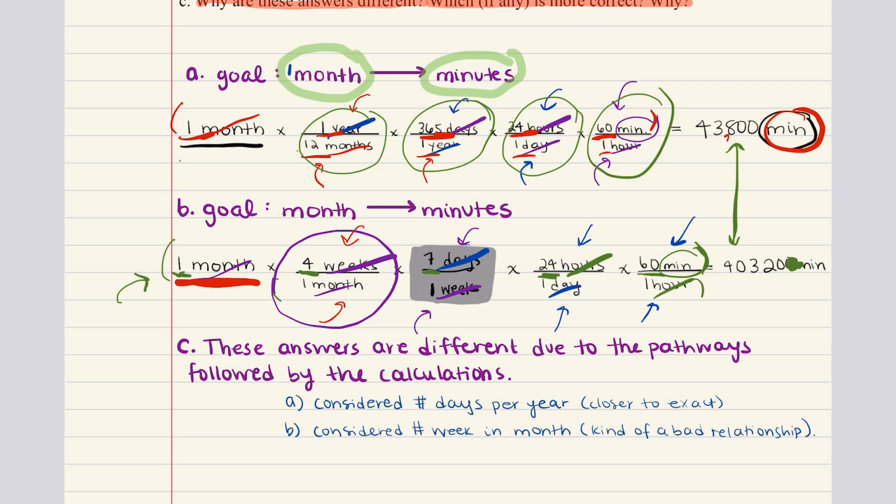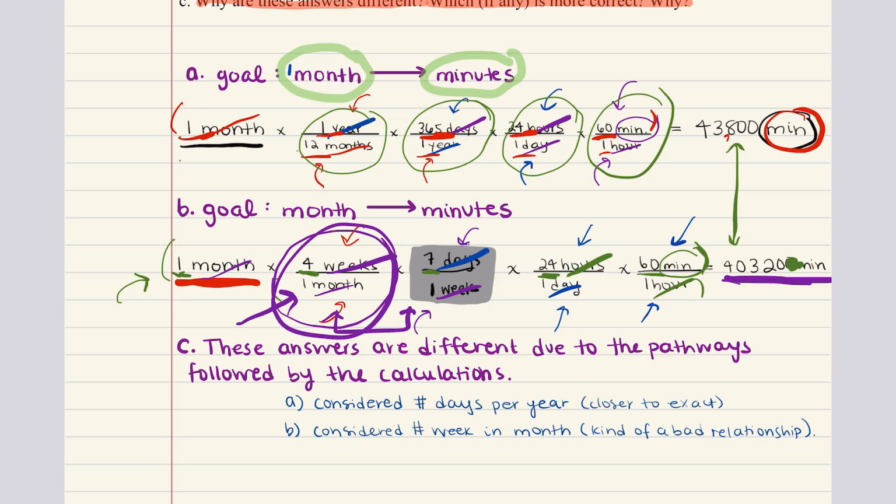There are months with 30 days. There are months with 31 days. And then February is that exception. It can have 28 or 29, depending on if it's a leap year or not. So this conversion factor right here really underestimates the number of days in the month. And so when we go from 1 month using 1 month equals 4 weeks and then 1 week equals 7 days, we're underestimating how many actual days there are in a month. Hence why we got a smaller value for the number of minutes in a month.